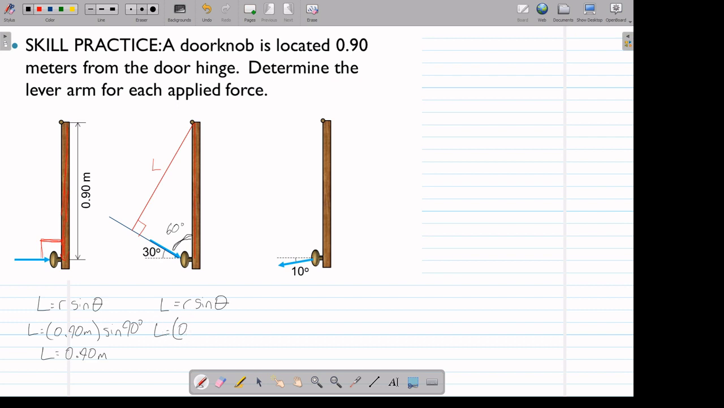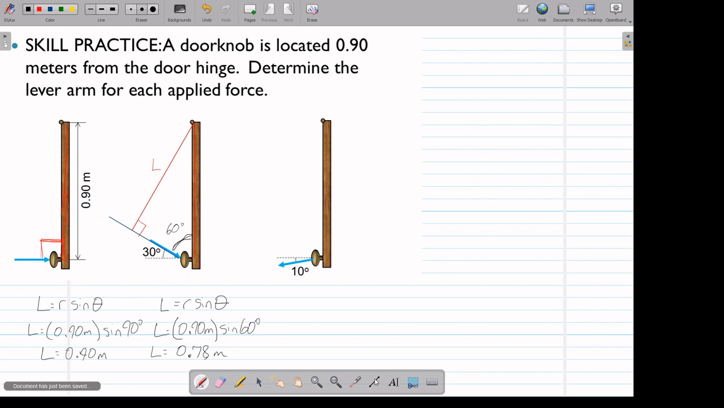Radius is still 0.90 meters, as always, for this situation. And the sine in this case is 60 degrees. All right, so you want to grab your trusty calculator and punch that in. 0.90 meters times the sine of 60 degrees is approximately 0.78 meters. The lever arm is shorter than the radius, which means that this force will be less effective at causing the door to turn, which is not surprising because it's not being applied perpendicular.